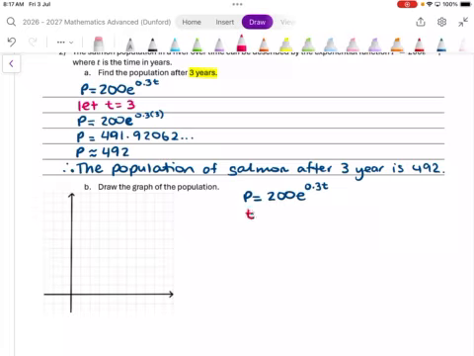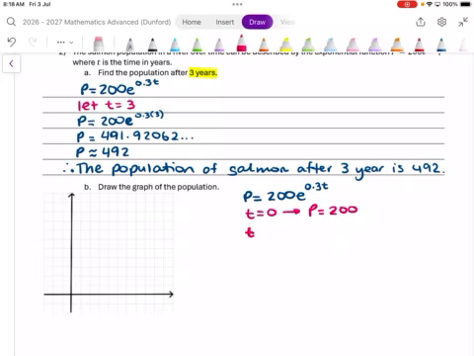I like to write when t equals 0, P equals, and work it out on my calculator instead of drawing up a table, which is a different option. When we substitute in t equals 0, we get 200e to the power of 0.3 times 0. 0.3 times 0 is 0, e to the power of 0 is 1, and 200 times 1 is 200. So when we substitute in 0, it's always going to be the number out the front. Does that make sense?